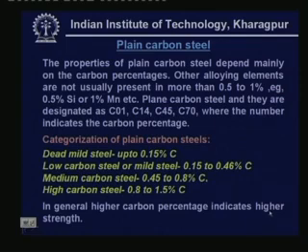Now, what are the categorizations of plain carbon steels? One we call dead mild steel, where the carbon percentage is 0.15%. Low carbon steel or mild steel is a very widely used engineering material, having a carbon percentage of 0.15 to 0.46%. Medium carbon steel is 0.45 to 0.8%, and high carbon steel is 0.8 to 1.5%. Okay. So, the higher the carbon percentage, the higher the strength and hardness also.